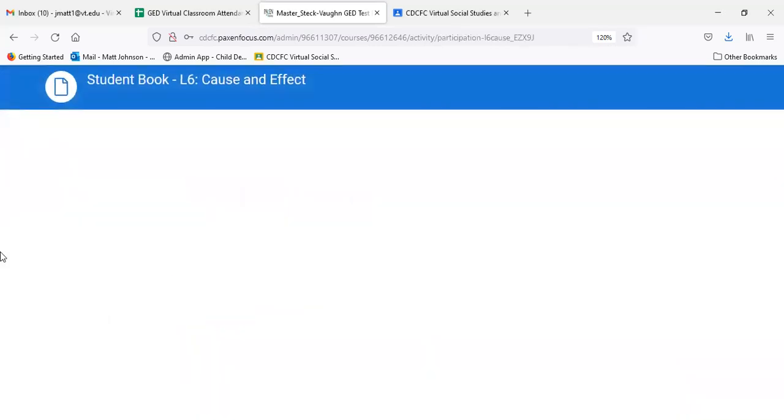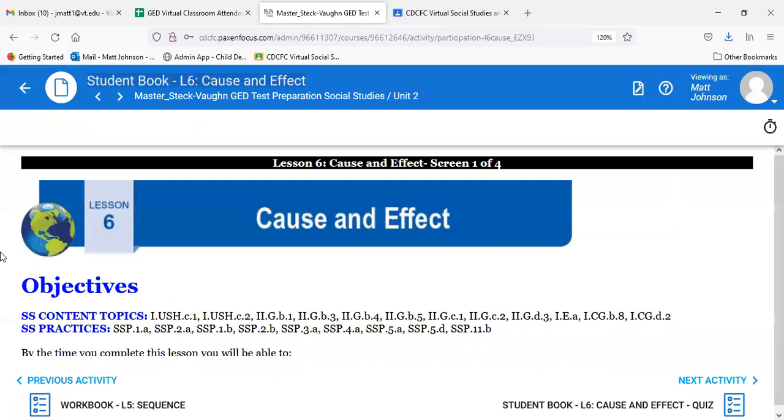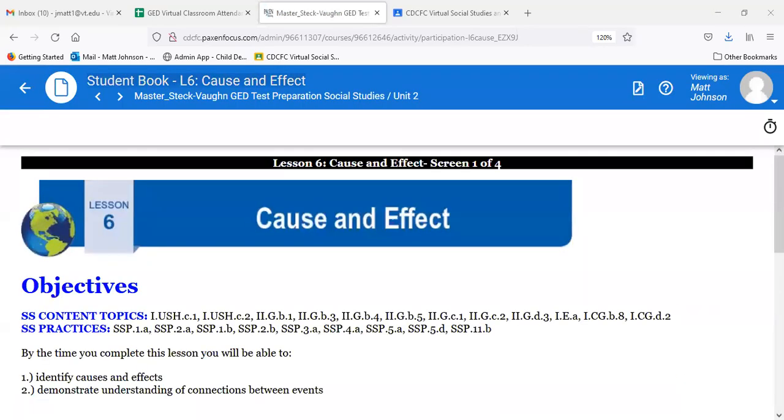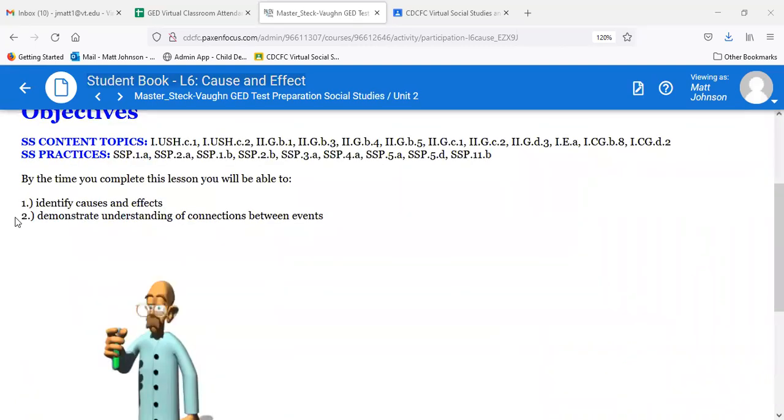So I'll open up our cause and effect lesson here. And as it says, by the time we complete the lesson, well, it's taken its time to load. Maybe my internet connection is slow today. I might have to reload it. Let's see here. Oh, let me try that again. All right. Okay, yeah, here we go, finally.